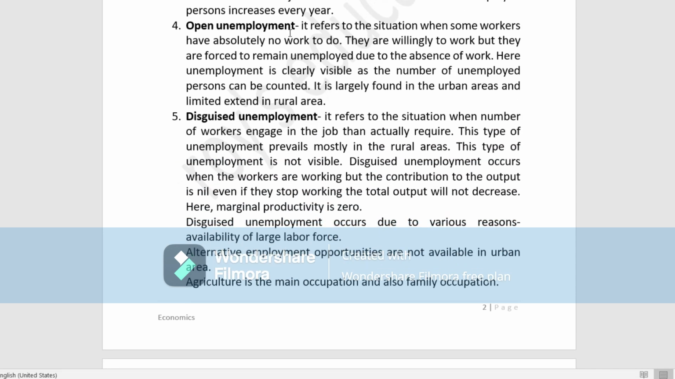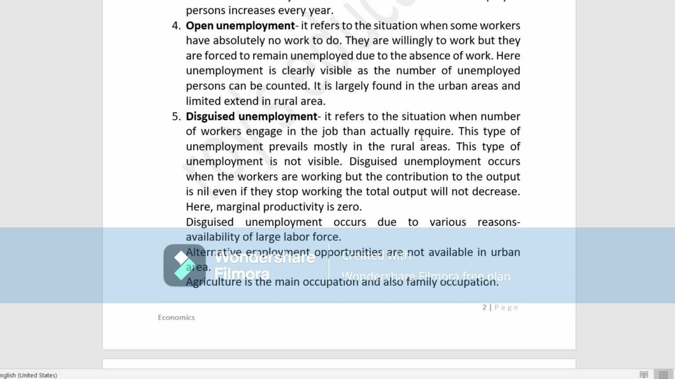Next is disguised unemployment. What is disguised unemployment? It refers to the situation when more workers are engaged in a job than actually required. You don't need so many workers in a particular job, but more than your requirement are employed. This type of unemployment generally prevails in rural areas, and it is not visible. You cannot count how many people are actually unemployed, because you cannot identify them. That is why this unemployment is invisible, and the name given is disguised unemployment.